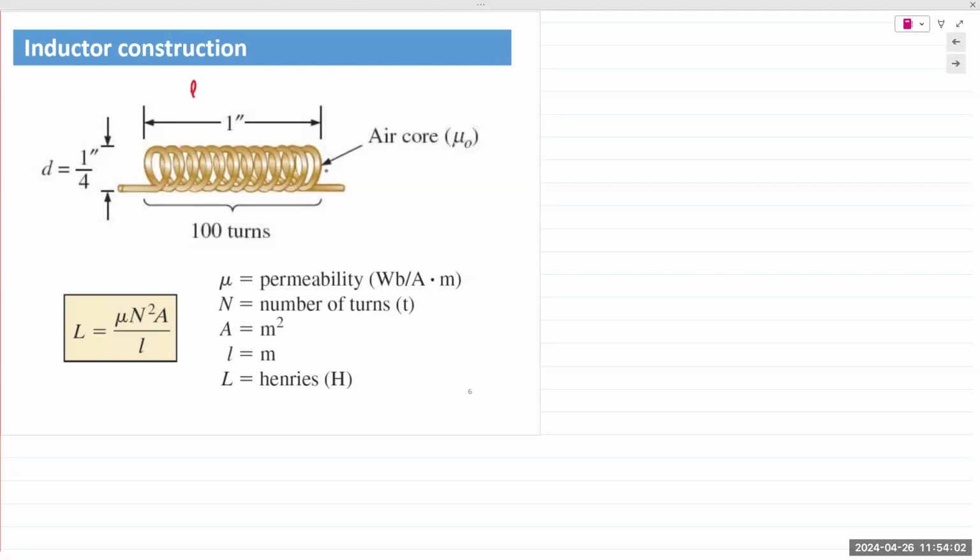We measure the length of the inductor from the beginning of the first loop to the end of the last loop. And that is noted by lowercase l. That's not a 1, that's an L, okay, lowercase l. So length, and then each loop is a turn, and the number of turns is labeled as N. And then area A is the cross-sectional area of the center core.